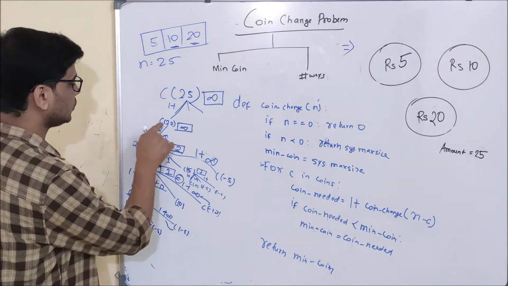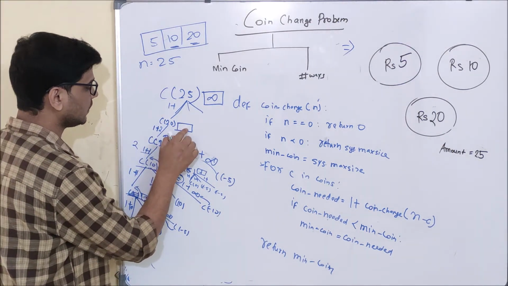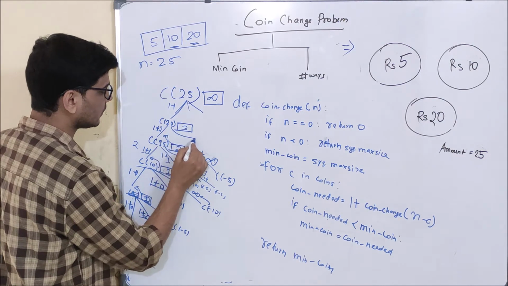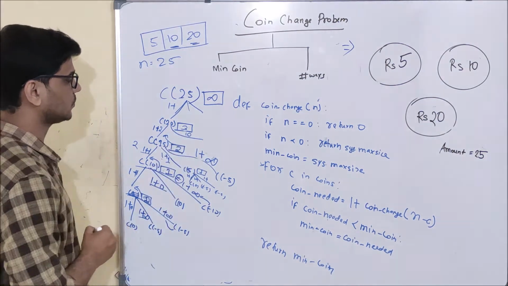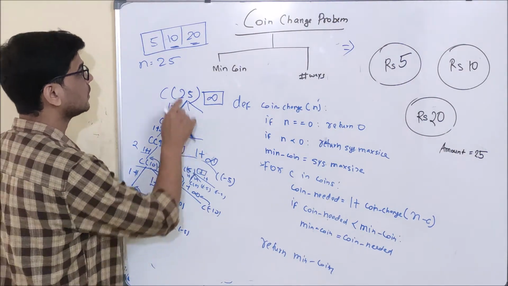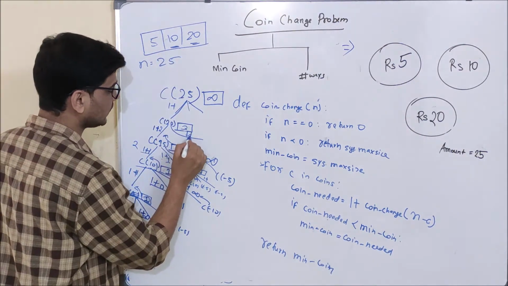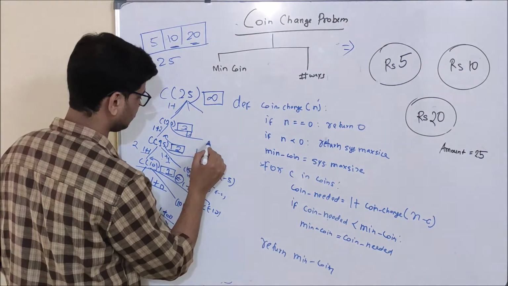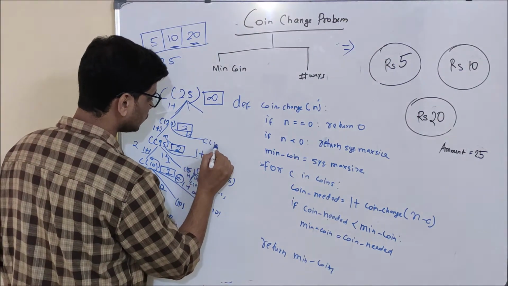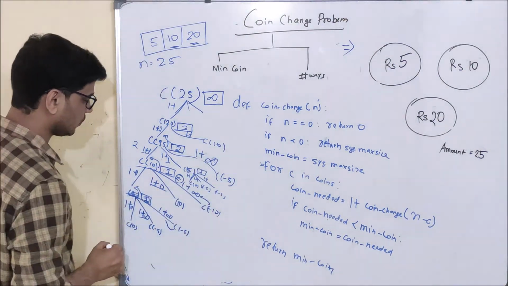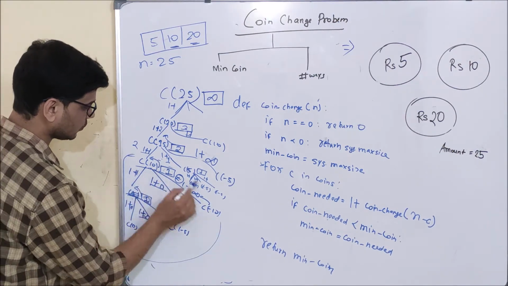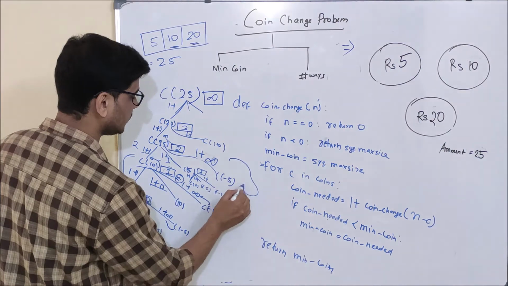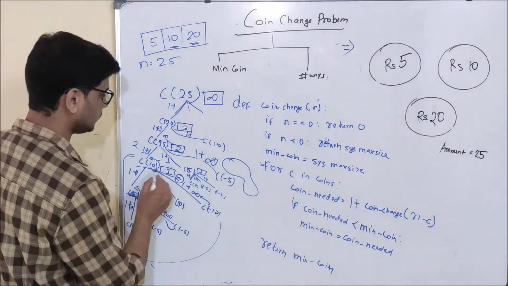Okay, and c of 20, what will it do? It will update 3 here. And what will c of 20 do? c of 20 will try another option, that is it will take the 10 rupee coin. So coin taken is 1, and then it will call c of 10, and when c of 10 is called, again this whole tree will grow. So basically I am representing this particular thing with this particular tree.